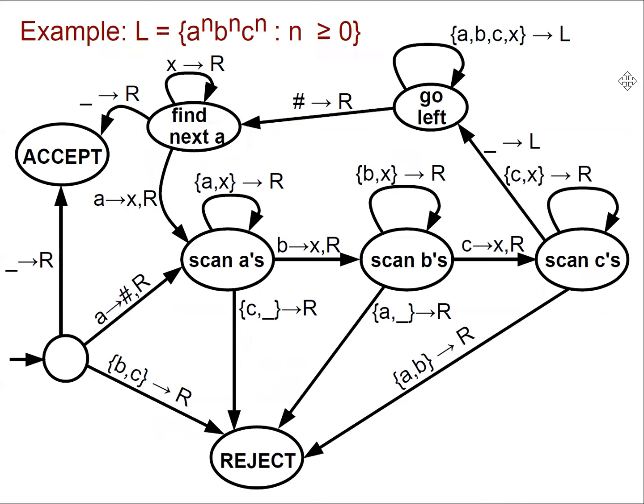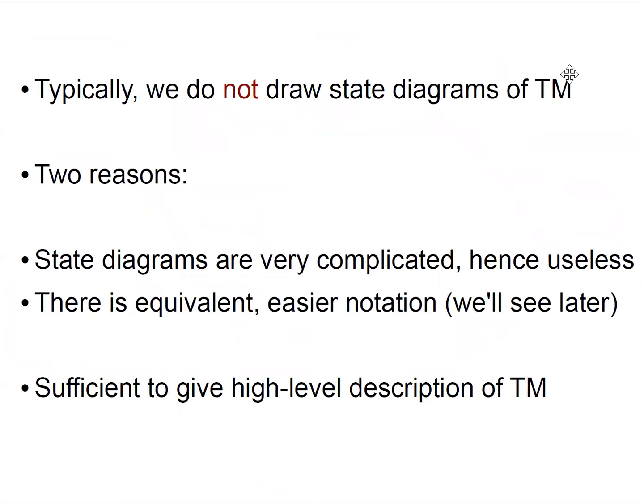Let us give an example. This is a machine that recognizes the language A to the N, B to the N, C to the N. It has a start state, like before, and a bunch of transitions. As you can see, diagrams get pretty complicated for Turing machines, and that's one reason why we will not be using them much. But right now, to tie to our DFA lectures, let us see a few diagrams. Typically we do not draw state diagrams, because they get very complicated, hence they're useless. There is an equivalent, easier notation, which is to just explain the algorithm behind the Turing machine, and we're going to discuss this later. In general, it's sufficient to give a high-level description of the Turing machine.